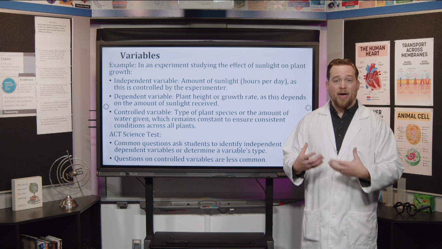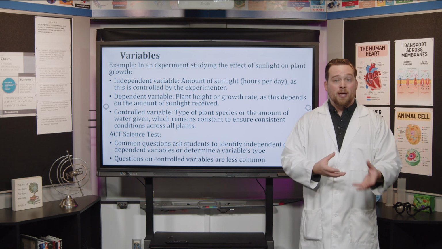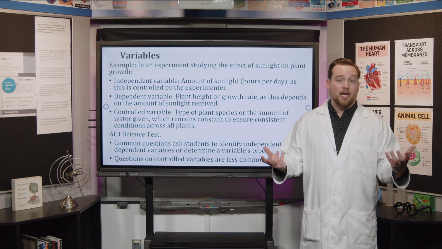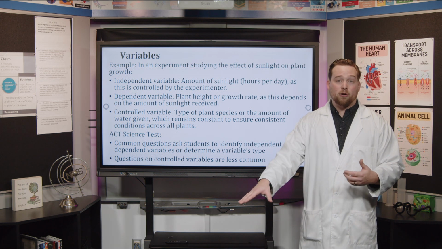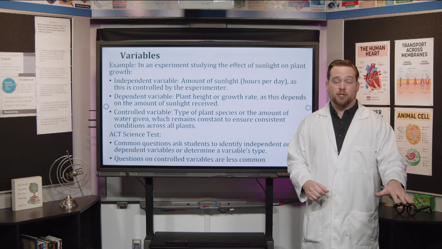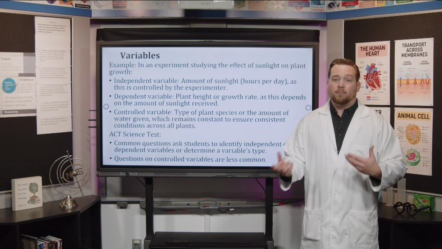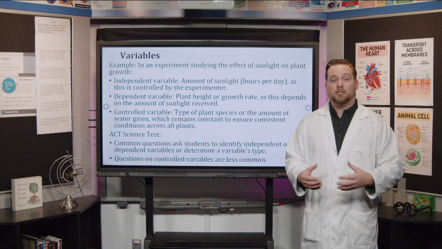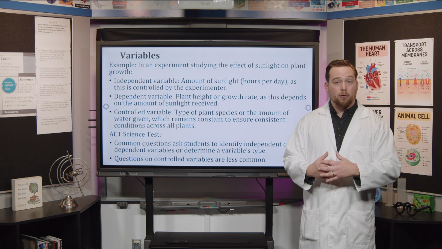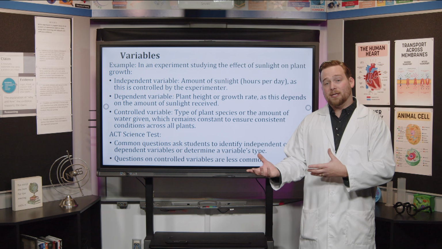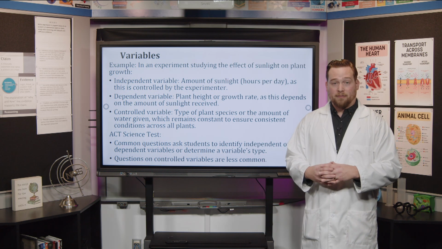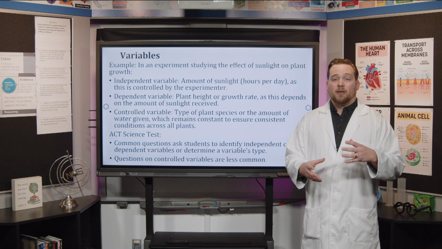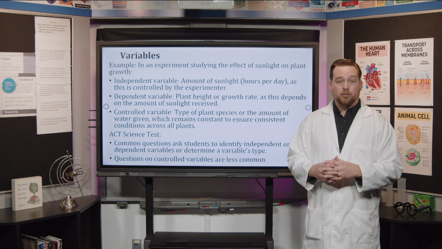If I'm concerned with how much a plant grows given a certain amount of sunlight exposure, I would want to make sure that all of the plants are the same species. If this plant grows really fast and this plant doesn't grow very much at all, then my data is not going to be very consistent because I'm using different plant types. So these are different types of variables that are used in experiments and that we need to be able to identify. As far as the ACT science test, these are some questions you might get here.